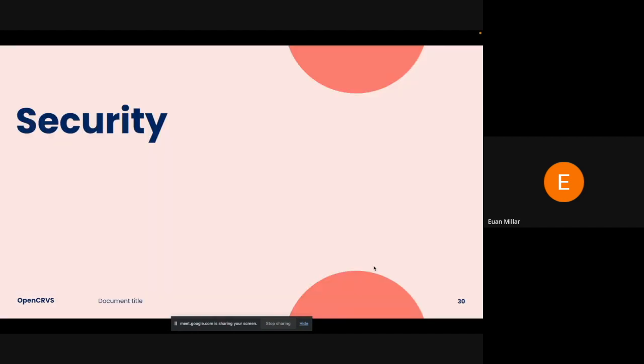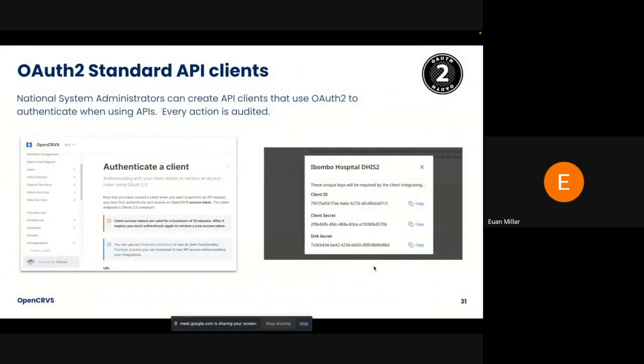So, we mentioned security. Well, interoperable clients use OAuth 2 standards in order to authenticate. And these can be set up by the National System Administrator through the UI. So they will get OAuth 2 secrets and passwords, which can be used to authenticate a client, receive a token, and within 10 minutes you can make requests, and every request you make is audited, and they are rate limited. So the API clients are standardized in terms of security.